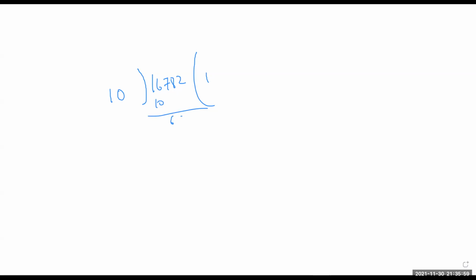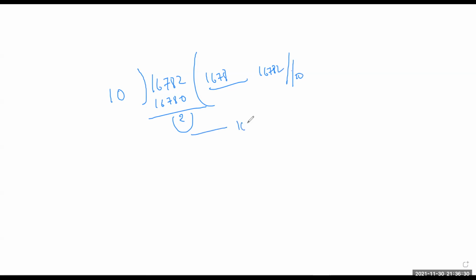Let me just cut this part. So the quotient is going to be 1678, and 1678 times 10 is 16780. Now what is the remainder going to be? 2. This is how the 10 is going to divide, right? Yes or no? So this is going to be 16782 by 10.